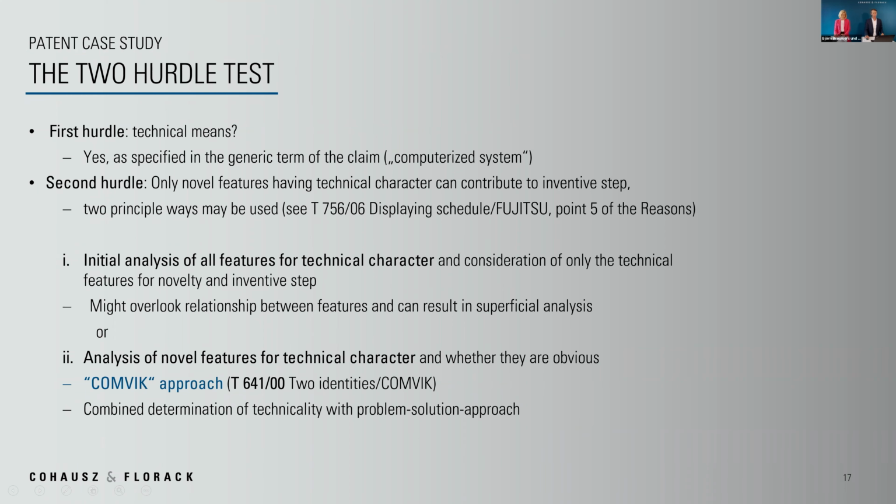And then the second hurdle, we have some novel features, and according to the COMVIK approach, this is the one where you check each and every feature whether it involves a technical effect, and then when it has a technical effect, it can be considered in the discussion of the inventive step, and then you check whether or not this is obvious for the skilled person. And here the technical effect is more than just the simple sending and receiving of information, and obviously it was considered to be grantable.